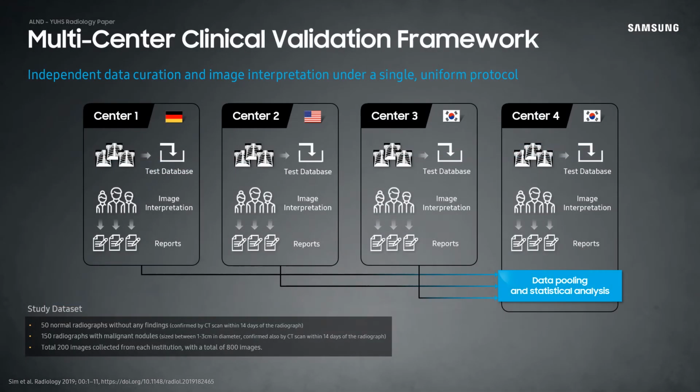For this global study, we created a uniform protocol for independent data curation and image interpretation between 4 hospitals, 2 in Korea, 1 in USA, and 1 in Germany. The retrospective study dataset consisted of 200 images collected per institution with a 75% 25% split between malignant nodules, CT confirmed, sized between 1 and 3 centimeters in diameter, and normal radiographs without any findings, also CT confirmed within 14 days of initial radiograph.